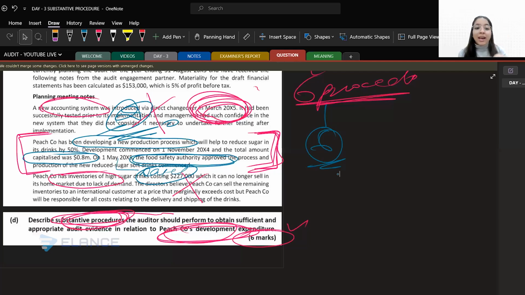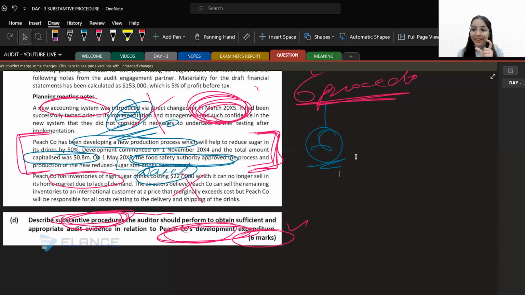Four are done. Now the fifth comes the approval. That is the food safety. Ma'am, dates can be used for cut off also. Where did I talk about cut off just now? I am talking about amortization here. Okay. Now the approval.